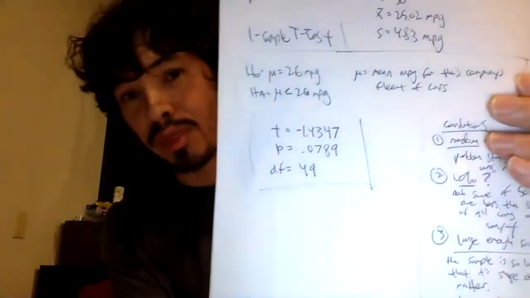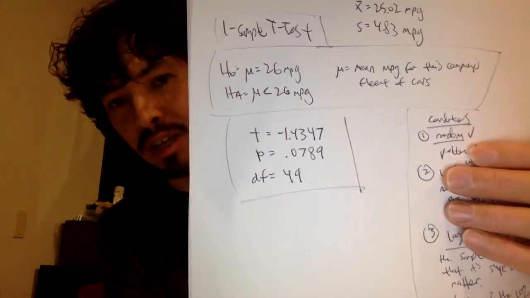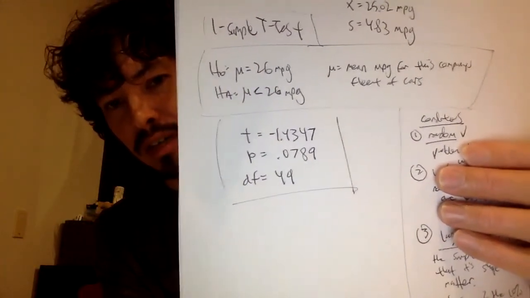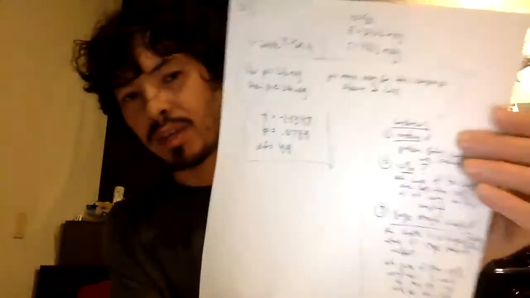0.0789886. And then you also need to give the degrees of freedom, which they don't give you on the calculator. They say n equals 50, but that would be 49 degrees of freedom. So those are the three things you need. You need the test statistic, the t-score. You need the p-value, and then you got to give the degrees of freedom. All right. And then we are done.